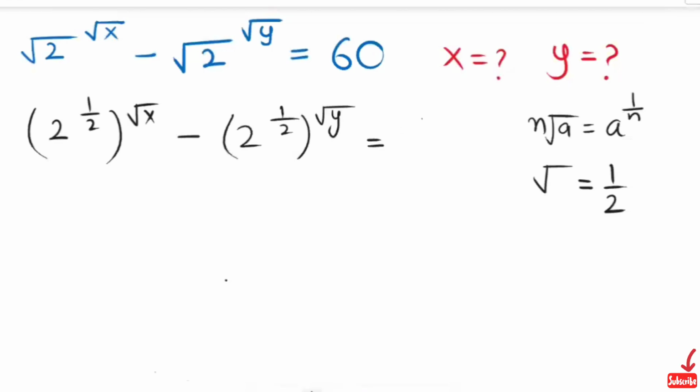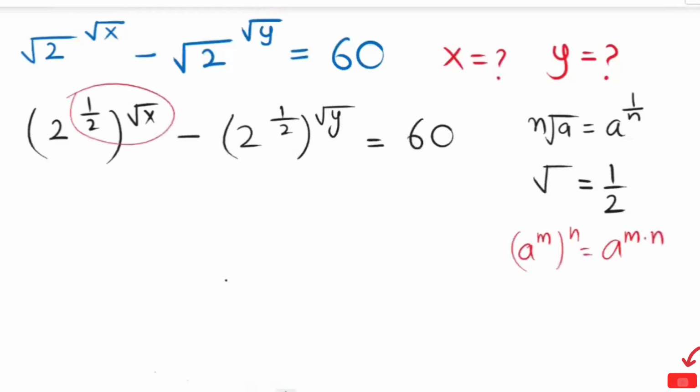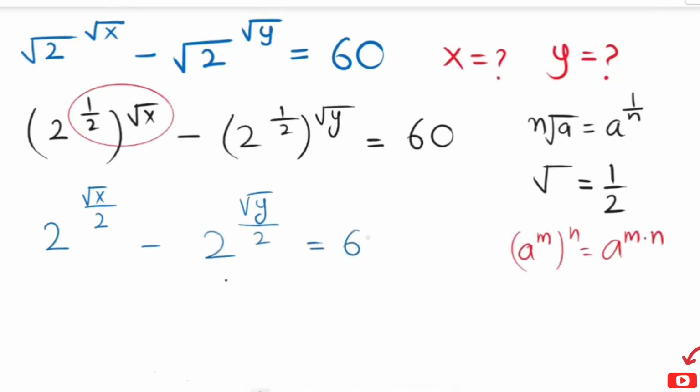is equal to 60. Now I'm going to use the exponential rule, that is a to the power of m, whole to the power of n, is equal to a to the power of m times n. Now the powers are going to be multiplied. So this equation turns into 2 to the power of root x over 2, minus 2 to the power of root y over 2, is equal to 60.